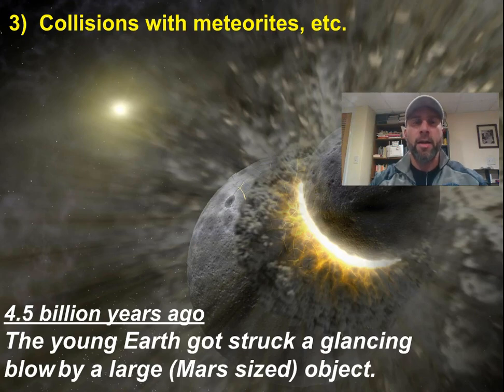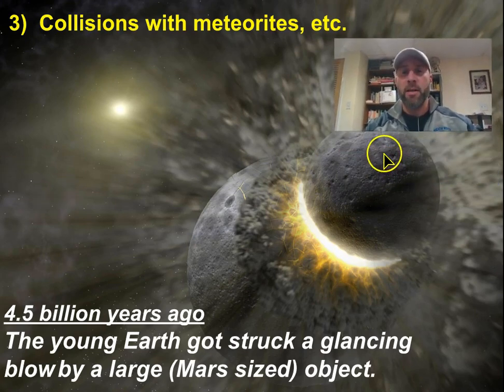And the last one, and this is kind of a remnant, we don't have it really happening now on the great scale, but when the solar system was forming, we were getting pounded by all kinds of comets and asteroids and planetesimals, like this, and that created a lot of heat.